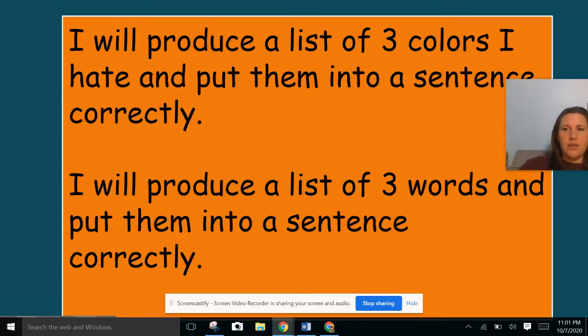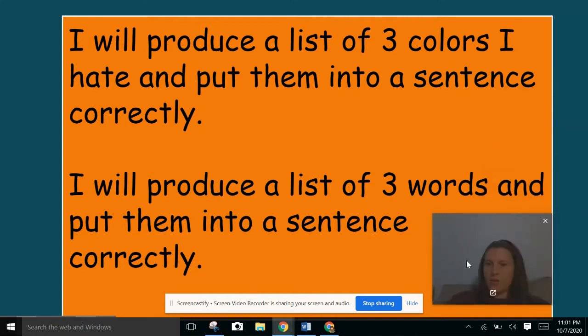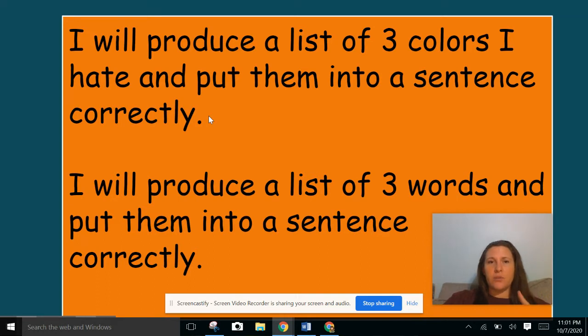Then yesterday, you worked on this one up here at the top. I can't find a good spot for me. Right there looks good. I will produce a list of 3 colors I hate and put them into a sentence correctly. Now, I'm going to show you in a minute in your Google Forms what you did yesterday for your writing classwork in your classwork tab, and this is Ms. Ramos, Miss Jess, and Miss Acton's classroom.